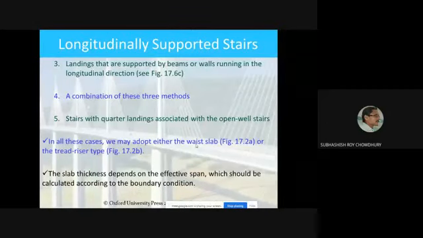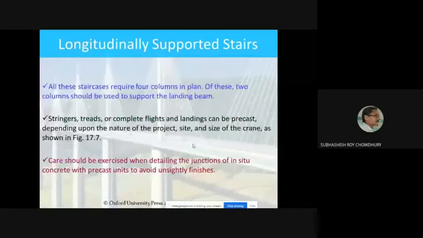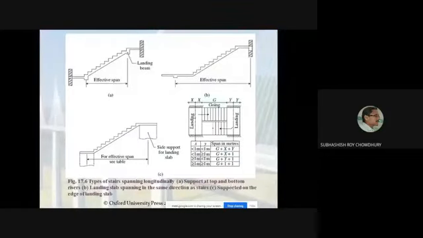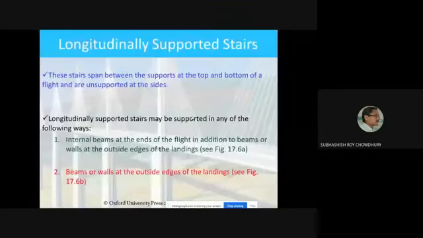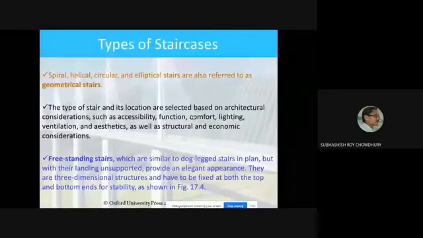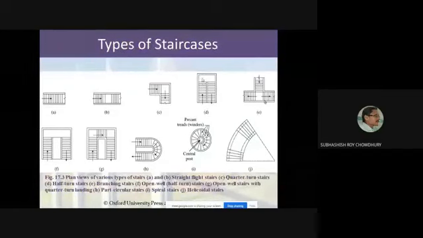Let me come to a few points. All these staircases require 4 columns in plan. Of these, 2 columns should be used to support the landing beam. If you consider this particular diagram and want to construct this staircase, you have to provide at least 4 columns. That means this is 1 column, this is 1 column, and obviously there will be 1 column here and 1 column here. So the number of columns required will be at least 4.